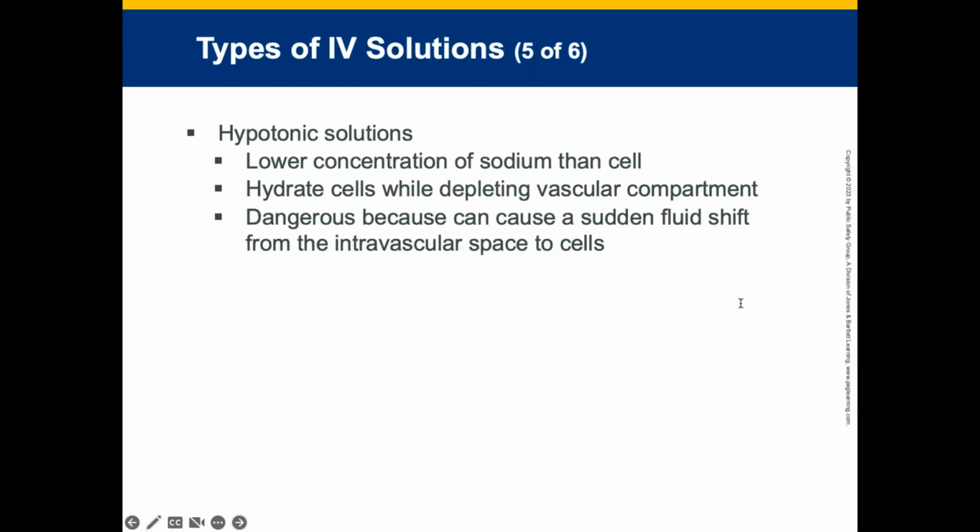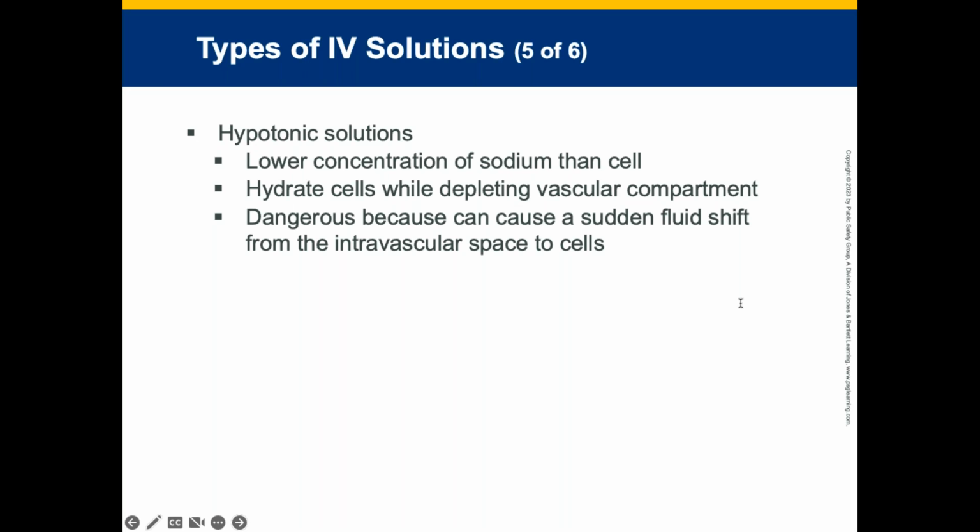So let's talk about hypotonic solutions then. Right? They lower the concentration of sodium in the blood relative to the cell, and they hydrate the cells while depleting the vascular compartment. They may be needed for a patient on dialysis, or when diuretic therapy dehydrates the cells. Okay, so you may see that D5 running. They also may be used for hyperglycemic conditions such as diabetic ketoacidosis, when high serum glucose levels draw fluid out of the cells. So they may give that hypotonic solution to assist with that.